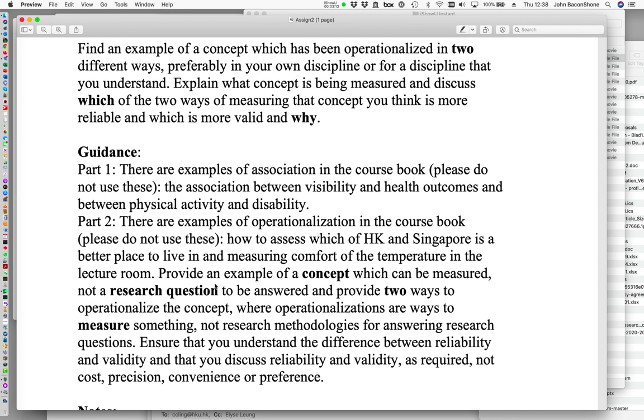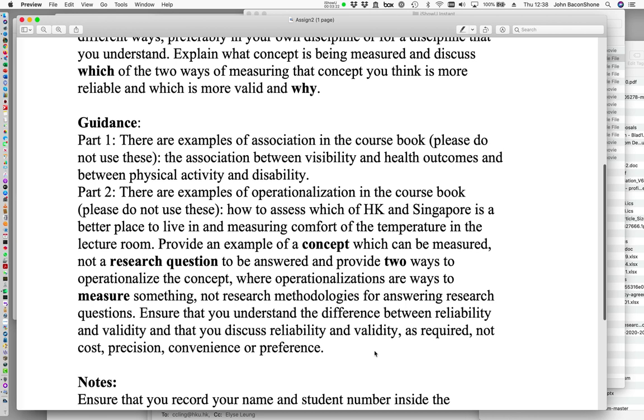So again, please make sure you understand what reliability and validity are, and that you discuss reliability and validity. I'm not asking you to compare them in terms of cost or precision or convenience or even your preference. What I want you to do is to discuss them in terms of reliability and validity.